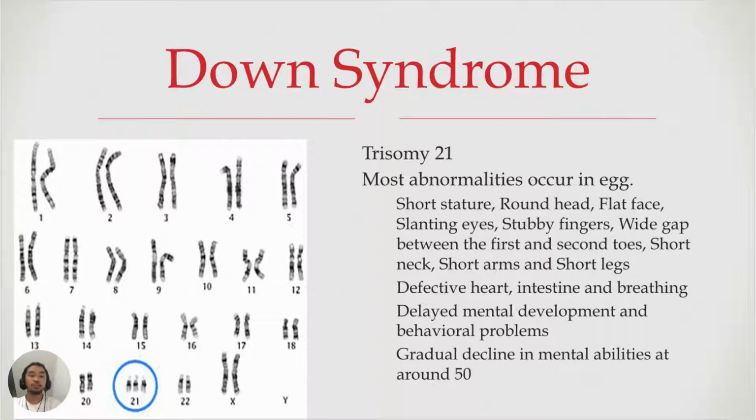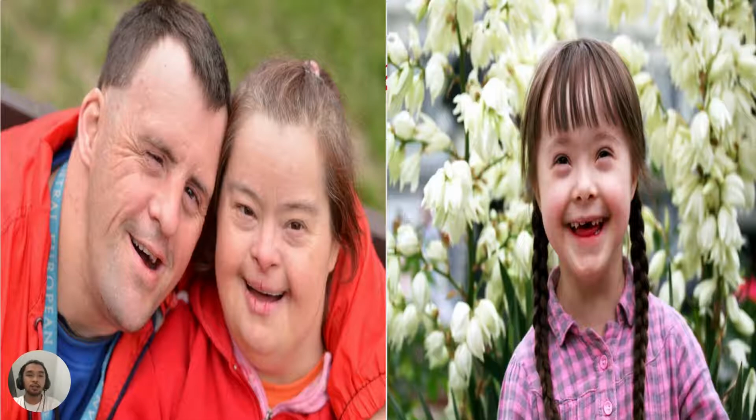around 50. But of course, as the video showed you last time, people with Down syndrome can actually live normally. That's for Down syndrome. The next one, here's the figure of an individual with Down syndrome. Look at the characteristics. That's why they look somewhat similar, because of the specific characteristics being expressed by that extra chromosome in their number 21.